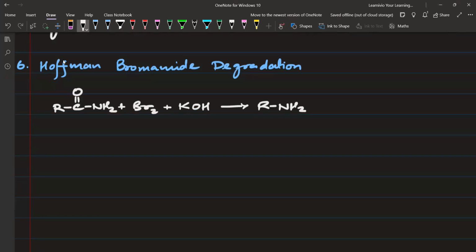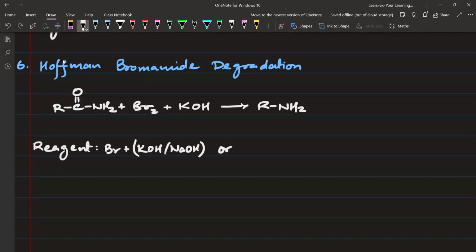Now why is it degradation? Because what is happening with the number of carbon atoms? We are having one carbon less in the product side. So in this case, what are the reagents and how are the reagents going to look? That is also quite important. So the reagent may be Br2 plus KOH or NaOH. It doesn't really matter. You can have any one of them.